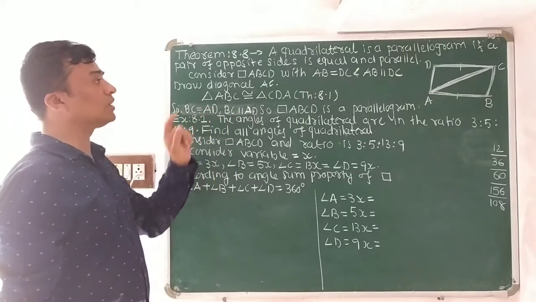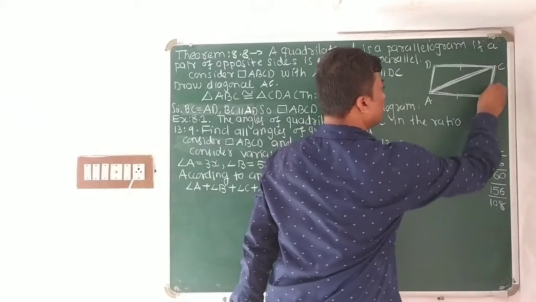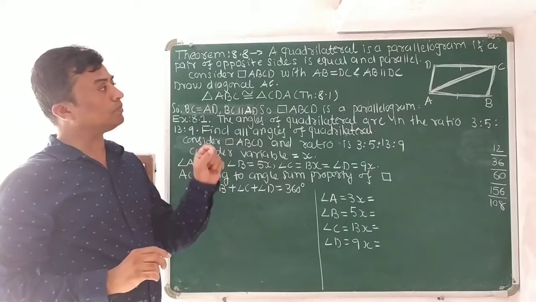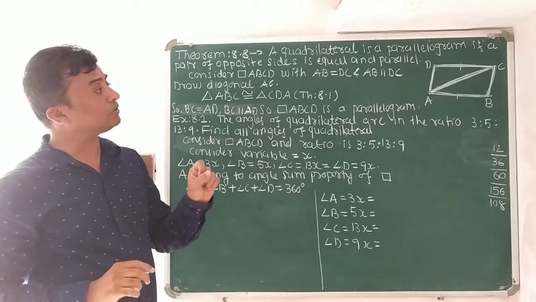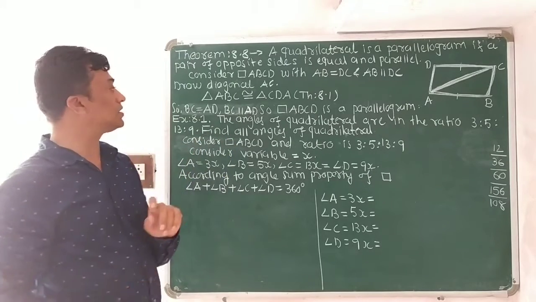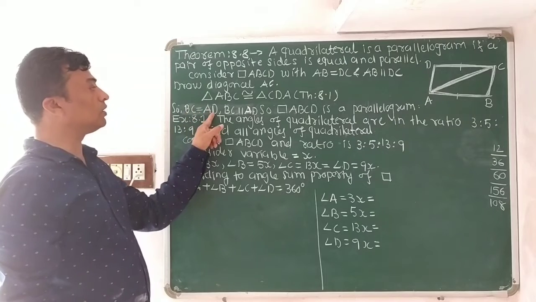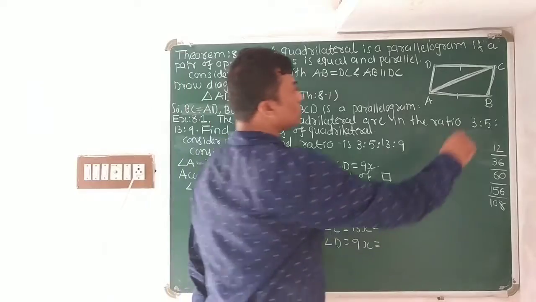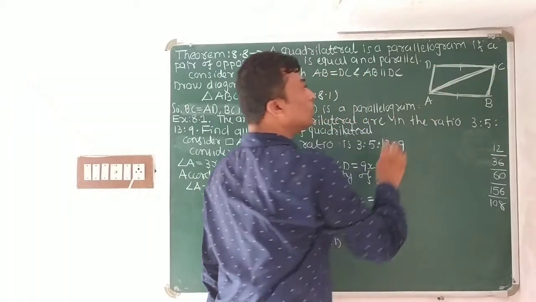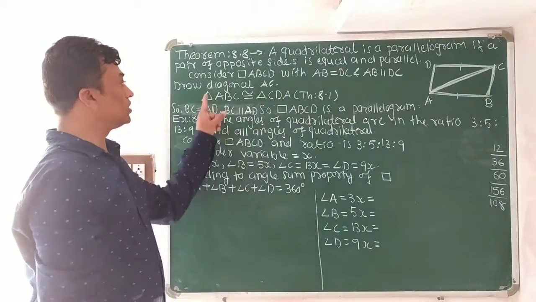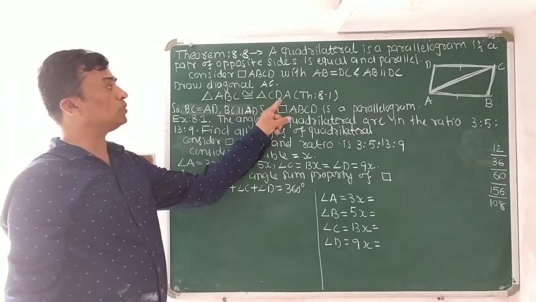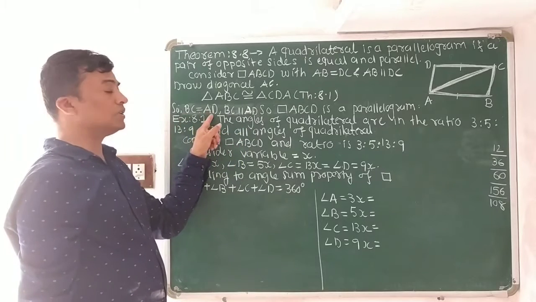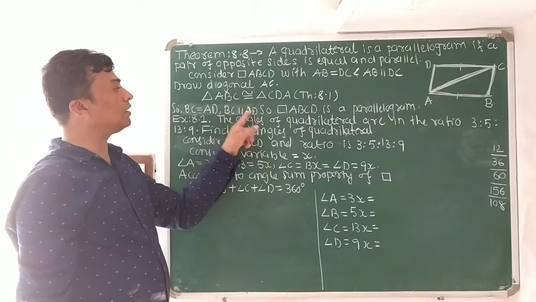So BC is equal to AD. It means the length of BC and the length of AD are the same. Also BC is parallel to AD, both are parallel to each other. So see children, triangle ABC is congruent to triangle CDA according to theorem 8.1, so BC is equal to AD and BC parallel to AD.